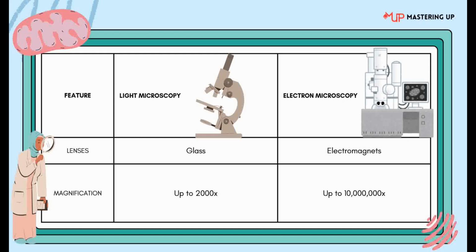Electron microscopy, on the other hand, uses a beam of electrons and electromagnetic lenses to magnify the image. Since electrons have a much shorter wavelength than visible light, electron microscopes can magnify objects up to millions of times their original size. This allows us to observe much finer details of a specimen, such as the internal structure of cells or even individual molecules, which a light microscope cannot resolve.